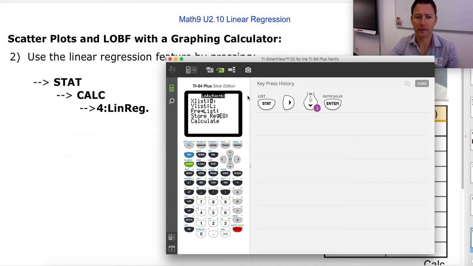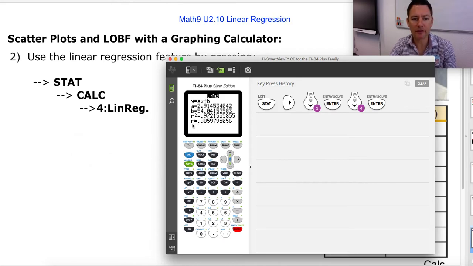And it gives you this. It says X list. Yeah, we put all our X's in L1, so go down. Yeah. Y list. Yeah, we put all our Y's in L2. These are for a little bit more fussy things, so go down, down, down until it says calculate. It should blink on calculate and say, yeah, go. And it gives us this, and it spits out this mess for us.